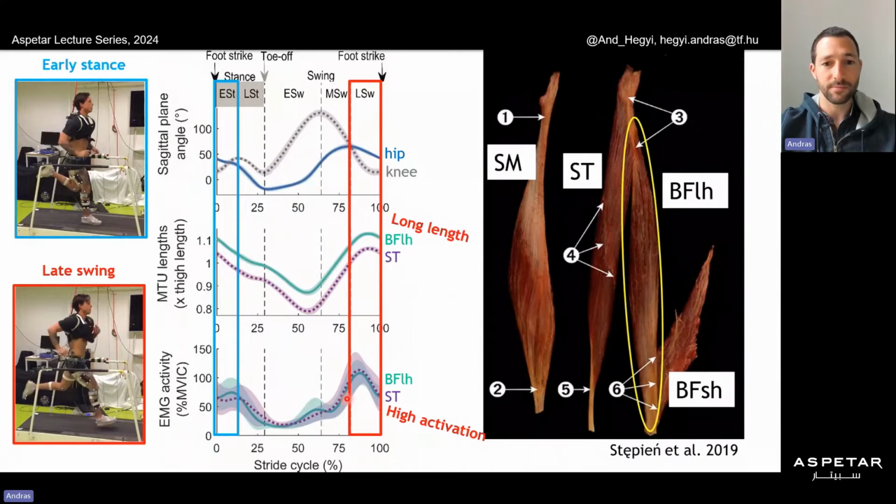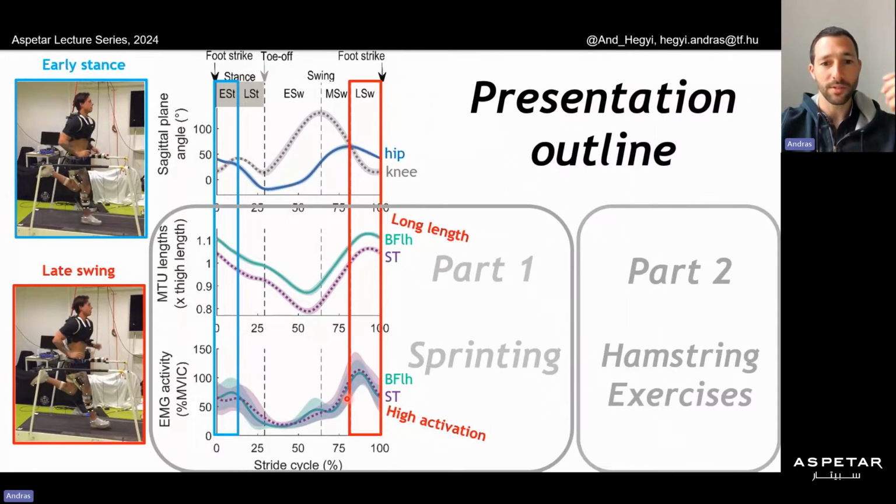So in the first part of this presentation, I would like to show you why it's important to understand muscle length, and then why muscle activation is important from a hamstring injury perspective. Maybe it seems like we have many studies on this and we know everything about how hamstrings work, but hopefully you will say at the end of the presentation that we have lots of things that we actually don't know about hamstring muscle function in sprinting.